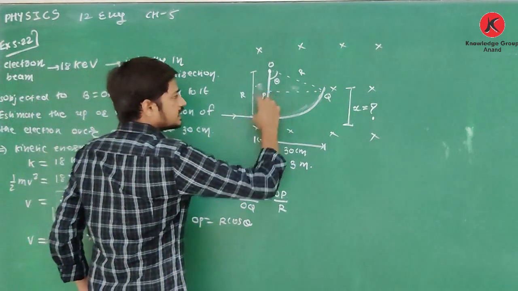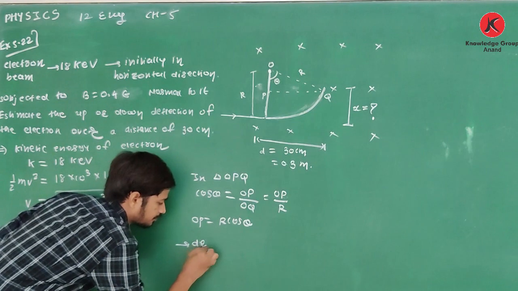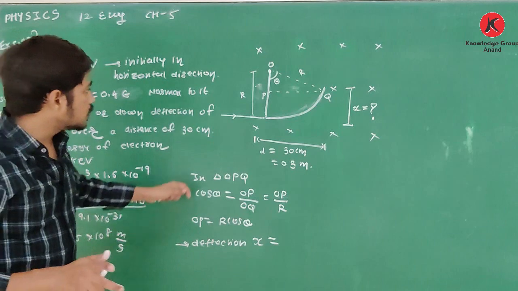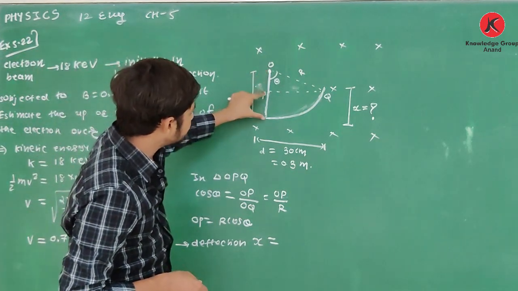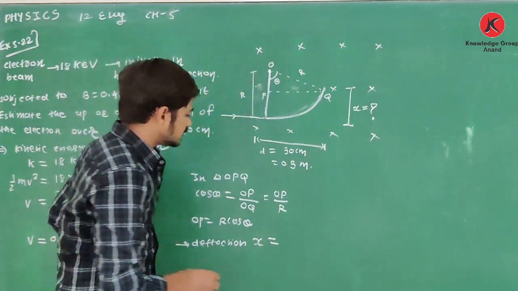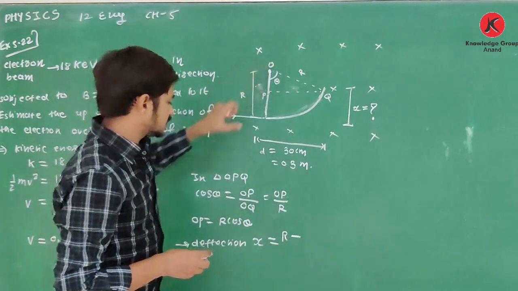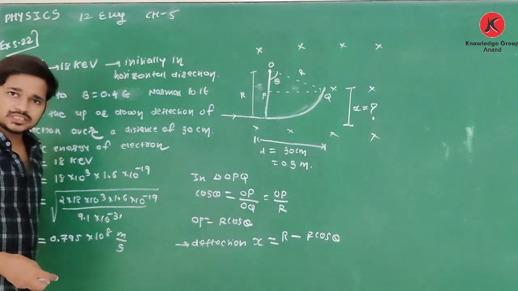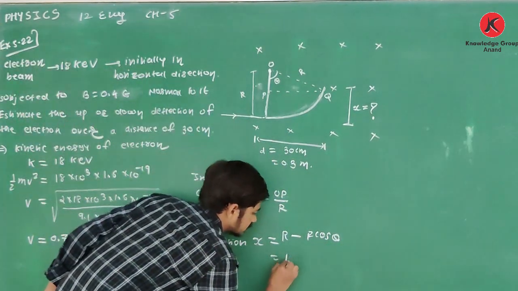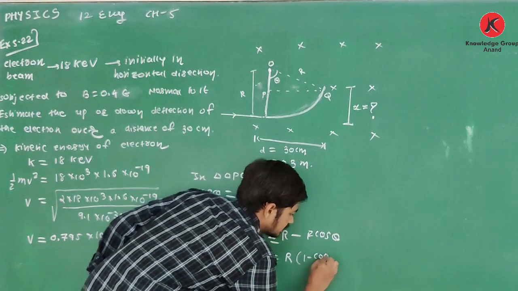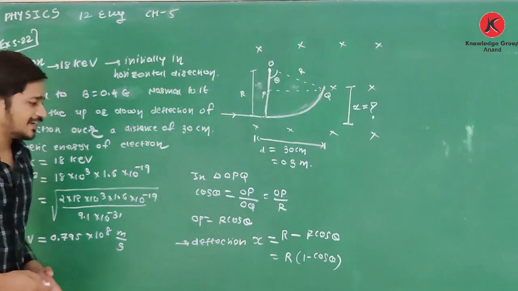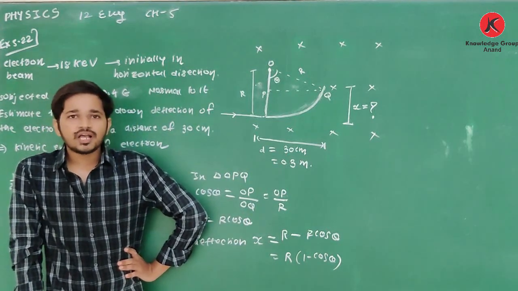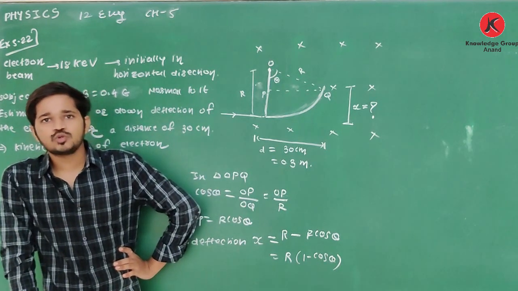What is the deflection? From the figure, deflection x is equal to the total distance R minus this distance OP, which is R cos theta. So it is R times 1 minus cos theta. But what is R? Capital R is the radius of the circular path. How to find the radius of the circular path?